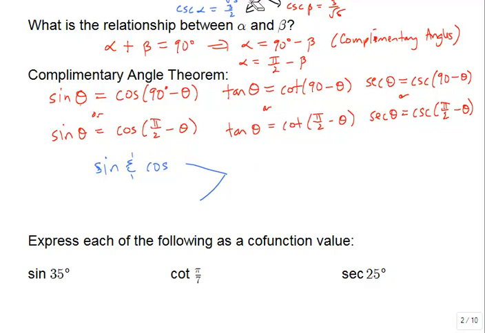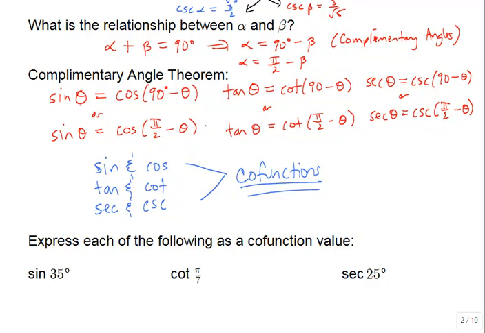Let me write a little bit more neatly here. So these are considered cofunctions. Tangent and cotangent are considered cofunctions, and secant and cosecant are considered cofunctions. And what does this word cofunctions mean? It means exactly this complementary angle theorem up here.